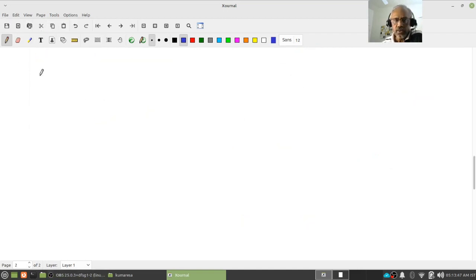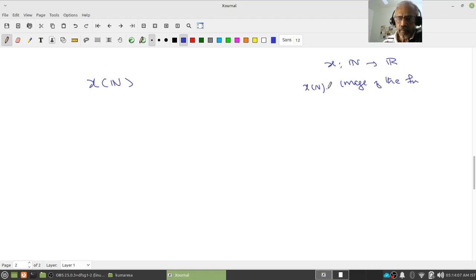Okay, so the first thing is, let me look at x of n. Remember, when I say sequence, it's a function from natural numbers to R, a sequence in R, right? Therefore, x of n is the image of this function. Loosely speaking, this is the set of all real numbers x_n as n varies over N. Now notice that the sequence, if you want to think of it as an infinite tuple, but this could be a finite set.